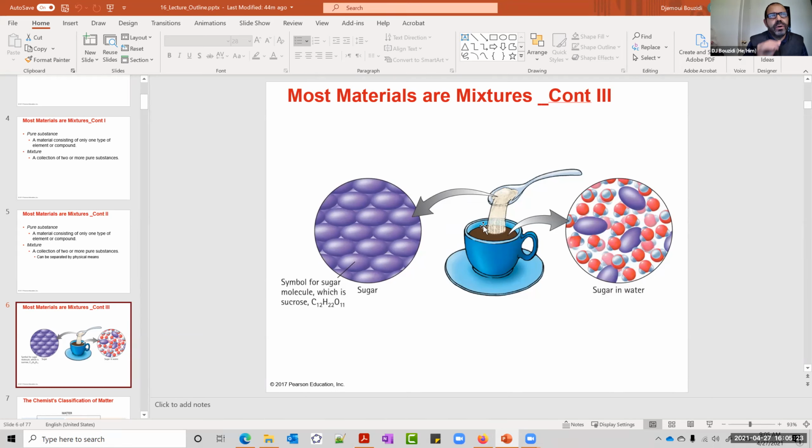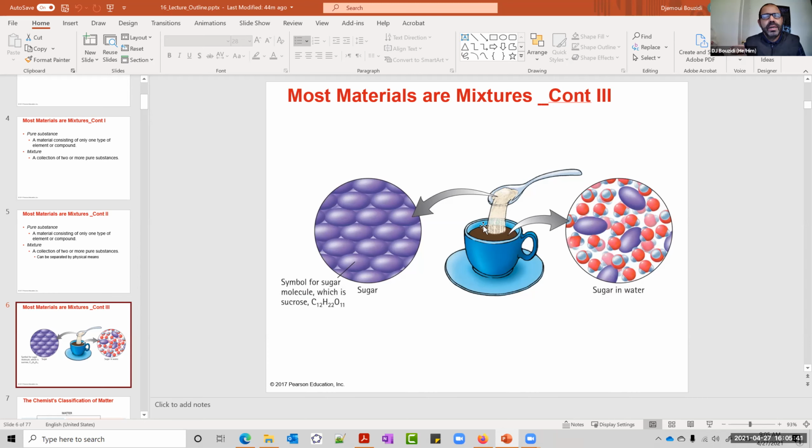Because if I taste it before adding the sugar, it has a certain taste. If I add sugar to it, I will notice that it becomes sweeter and sweeter, although the sugar appears to disappear basically in the solution.